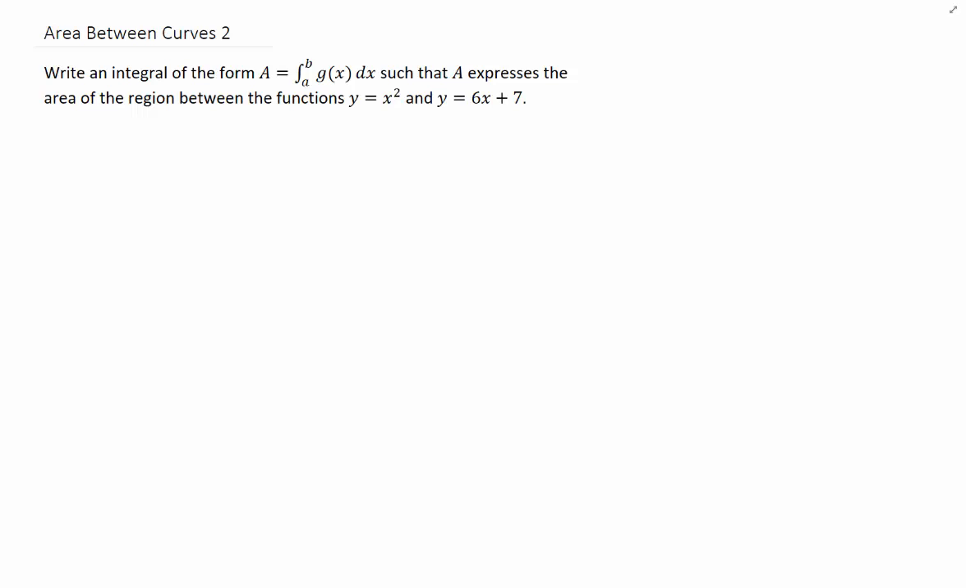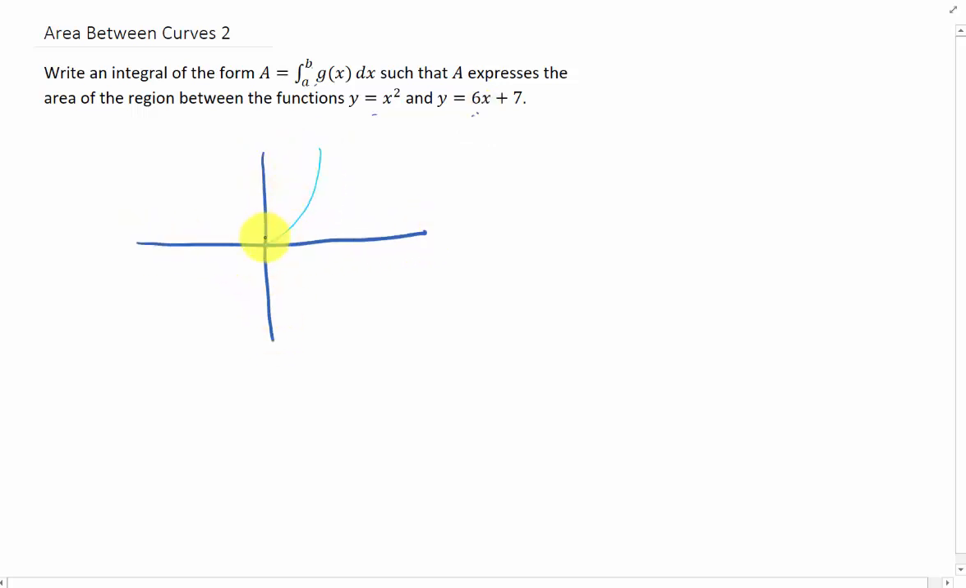Here we're going to find an integral. It's a definite integral that represents the area between these two functions. It's good to have an idea of what these two functions look like. Y equals x squared is just an upward opening parabola, and y equals 6x plus 7 is a straight line that has a y-intercept of 7 and a slope of 6.